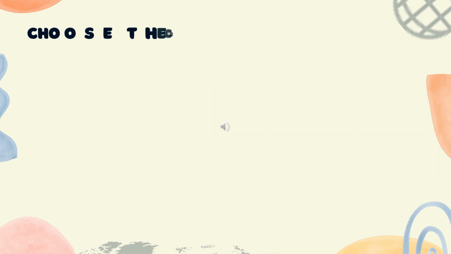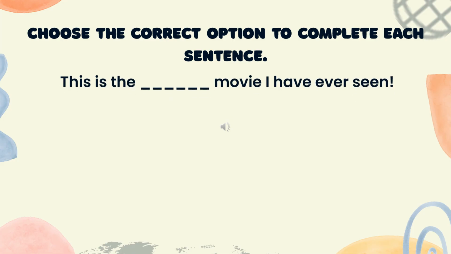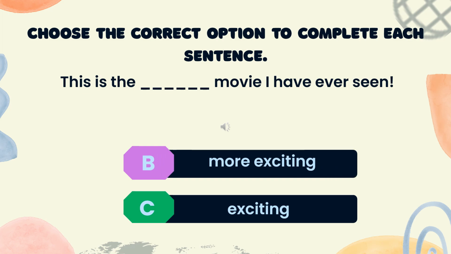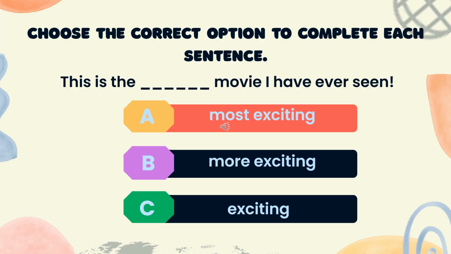Let's break this down carefully. The sentence says, "I have ever seen." This means we're comparing this movie to all other movies in my life experience. When comparing 3 or more items to find the ultimate one, we use the superlative form. Exciting is a 3-syllable adjective, so we use most plus adjective for the superlative. Therefore, the correct answer is A, most exciting. Well done if you got this right. Let's try another one to reinforce your understanding.